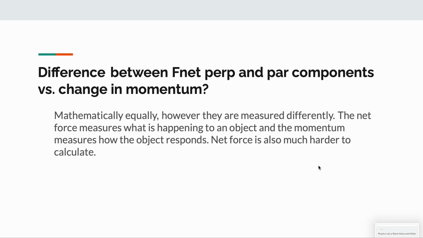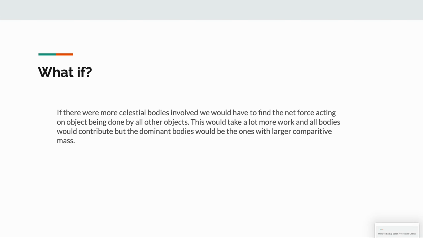Also, net force is much harder to calculate because momentum is just mass times velocity. And then, what if there are more celestial bodies involved? If we wanted to find how an object moves, we'd have to find the net force acting on that object caused by all the other different celestial bodies. This would be a lot harder, but it could be possible, and the more dominant bodies would be the ones with the larger comparative mass.